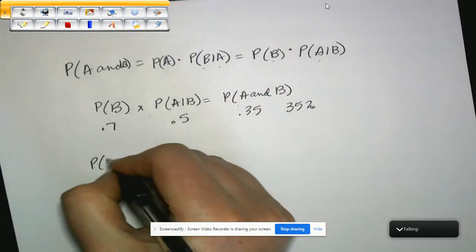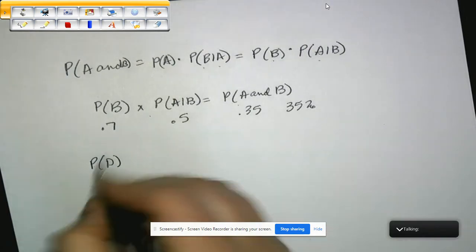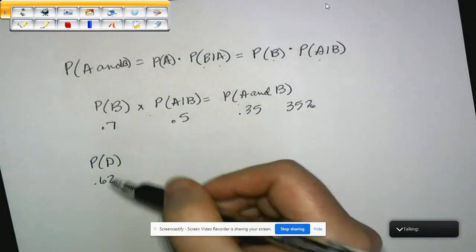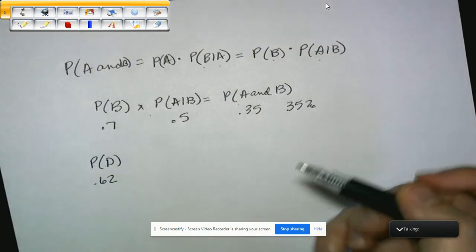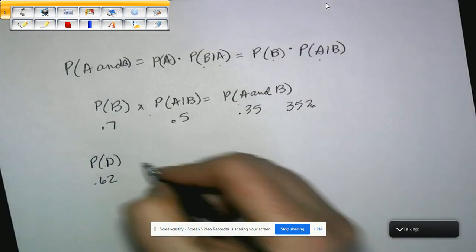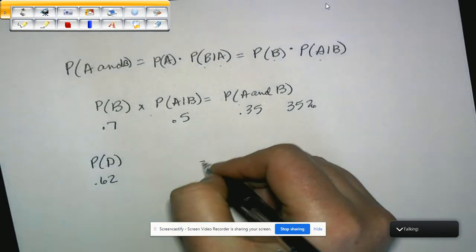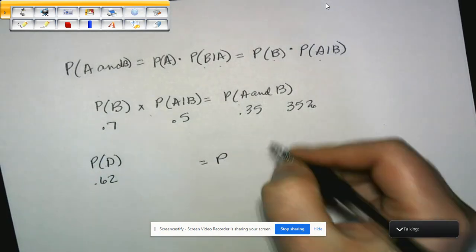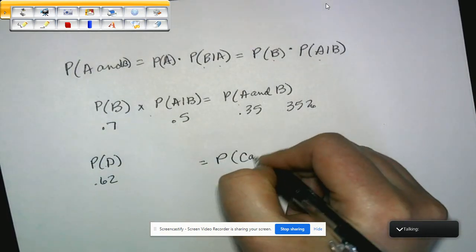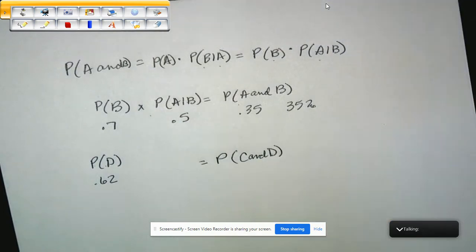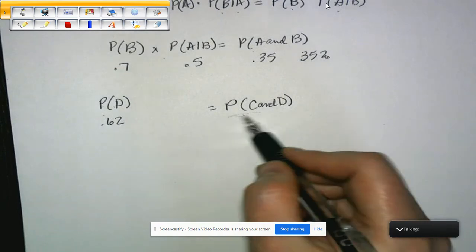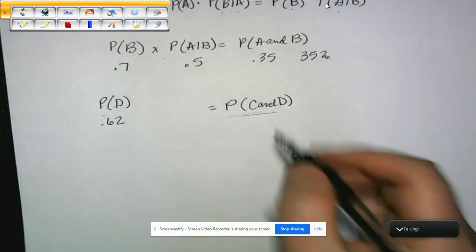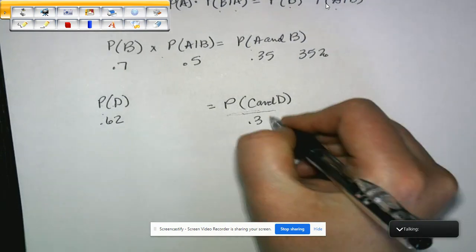So on the next one, we have the probability of D, which is 0.62. And these can be any letters, guys. They don't have to be A and B. They can be C and D, E and F, whatever letters they choose. Okay, times something. And we're also given the probability of C and D. So remember, these have to be separate sides because this one is always by itself. Okay, so that one's 0.39.